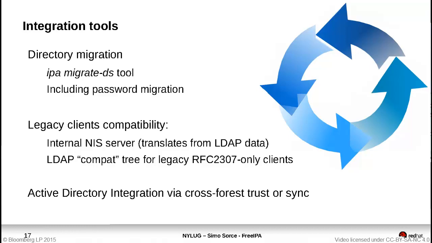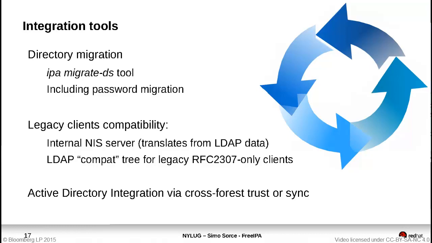Legacy client compatibility. FreeIPA uses a modern LDAP schema like RFC 2307bis, and it's based on LDAP, but there are clients in many places that use old stuff, like some even NIS. In fact now it's less so, but when we started the project that was a big deal, a migration from NIS domains to LDAP. And so we have a NIS server built within the LDAP server as a plugin, and what it does is convert the LDAP data on the fly and serve NIS maps.